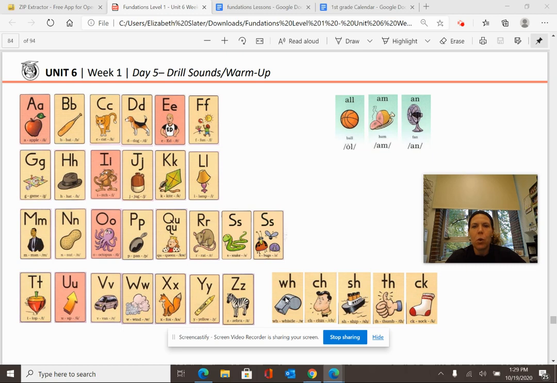W, H, whistle, Wh. C, H, chin, Ch. S, H, ship, Sh. T, H, thumb, Th. C, K, sock, K. And our glued sounds: A, L, L, ball, all. A, M, ham, am. A, N, fan, an.